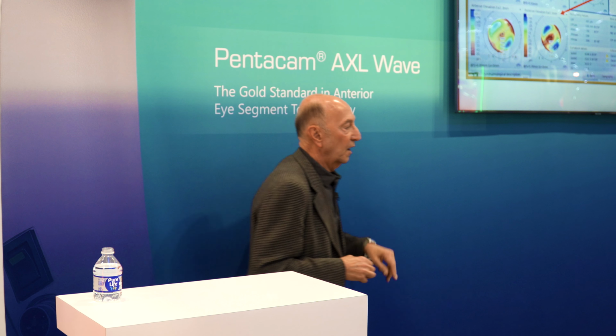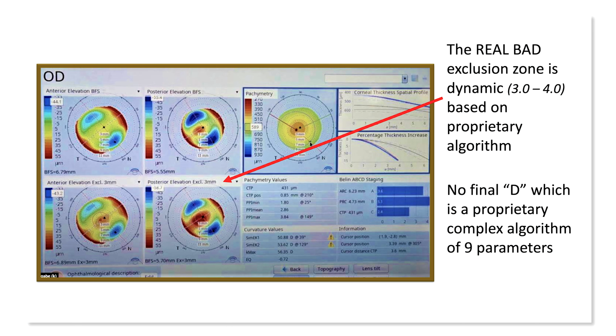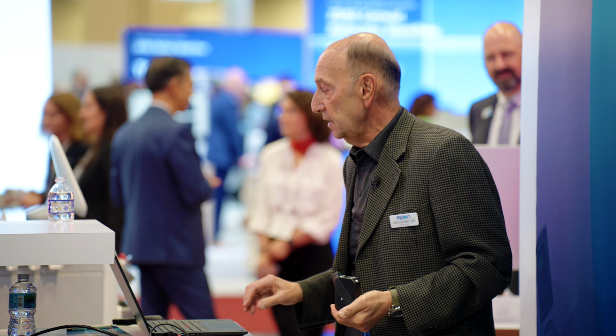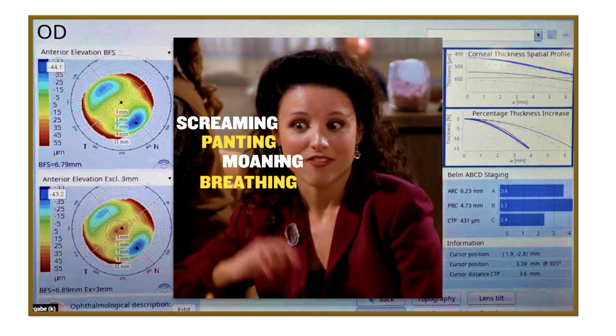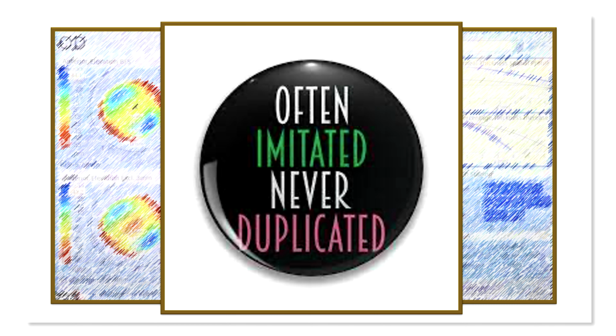But what you'll notice on this copycat BAD display is it says exclusion 3 millimeters. That is not what the BAD is. The BAD is a proprietary 3 to 4 millimeter zone based on a number of internal parameters. And you'll also notice that there is no final D. Fake, fake, fake. So again, the BAD has been often imitated, but really not duplicated.